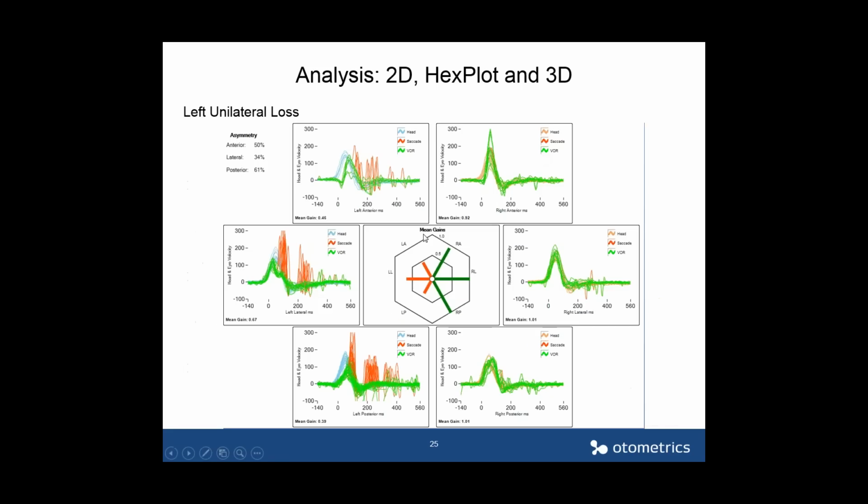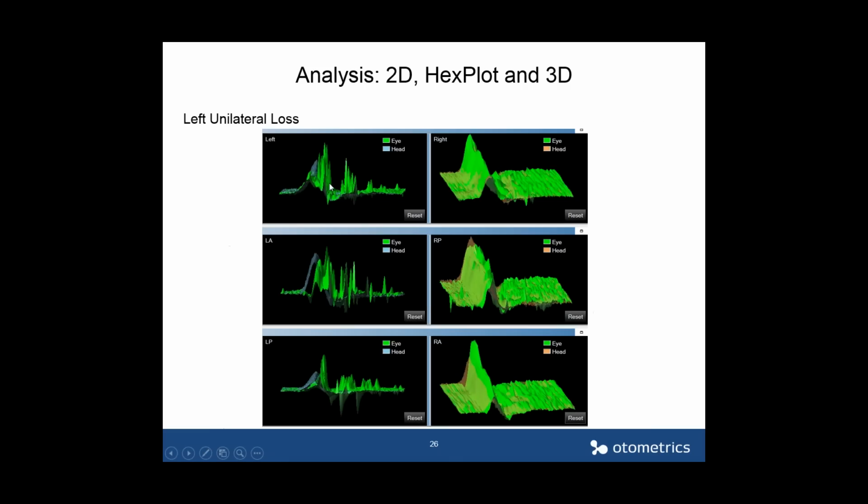And then when we go back to the hex plot, you see that, again, in the red, left anterior, left lateral, left posterior, abnormal. The right side is completely normal. And then in the 3D, especially in the left anterior, you can really see this nice tunnel here. It's a little bit harder to see the way I rotated it in left lateral. And you kind of see it in left posterior, but the left side is completely abnormal, and you see those catch-up saccades, right side is normal.